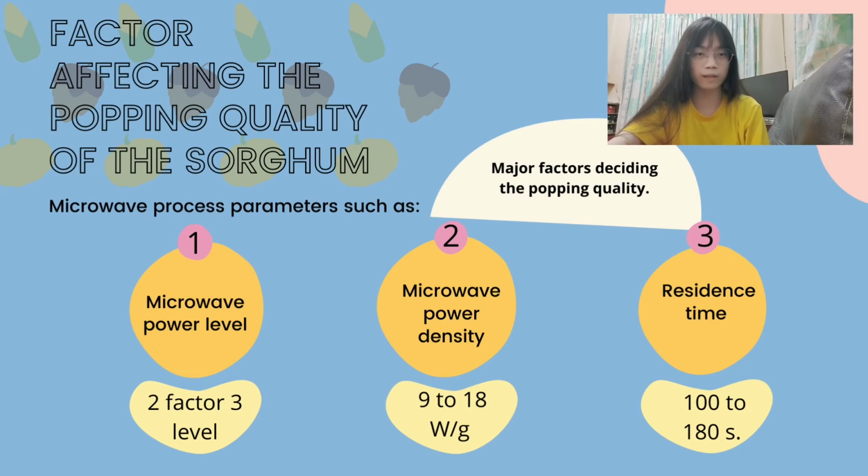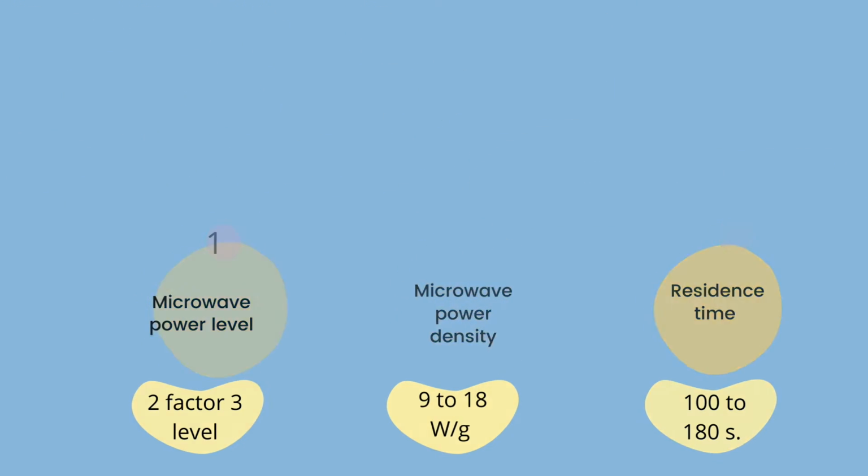In this slide, I would like to talk about the factors affecting the popping qualities of the sorghum. The microwave process parameters such as microwave power level, microwave power density, and residence time are the major factors deciding the popping qualities. The microwave process parameters were optimized using a two-factor, three-level design, with microwave power density ranging from 9 to 18 watts per gram, and residence time ranging from 100 to 118 seconds.